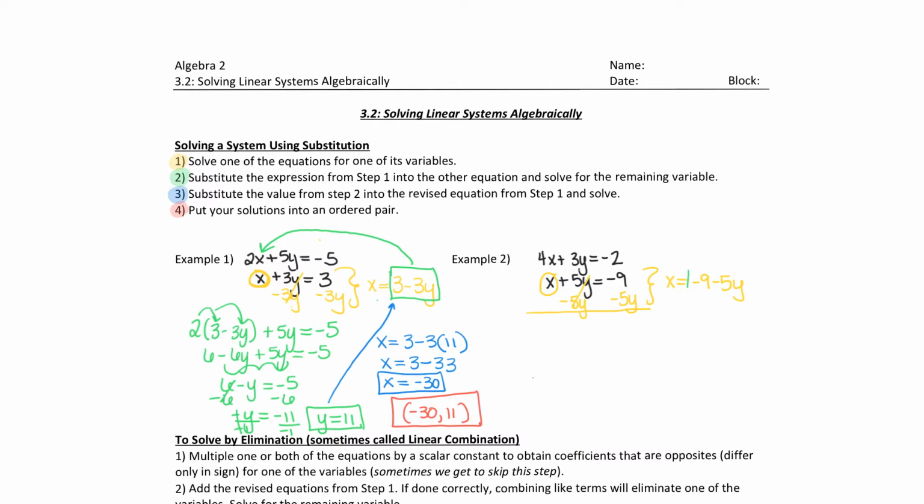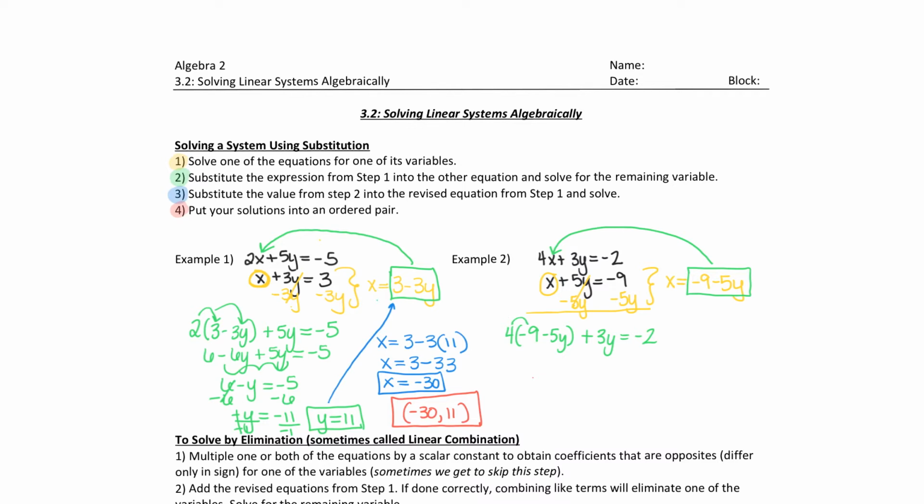Next, what I need to do is take this expression for x and plug it into x in the other equation. So when I do that, I'll have 4 times x, which I'm going to replace with negative 9 minus 5y, plus 3y equals negative 2. And now I'm going to solve for y.